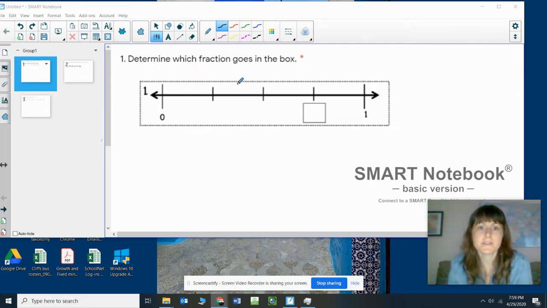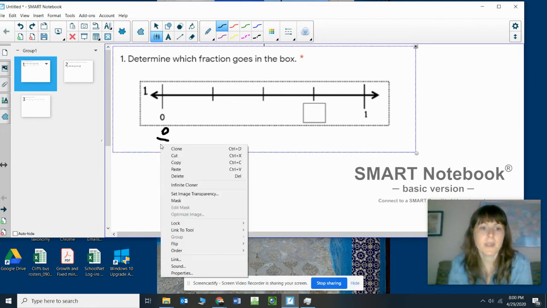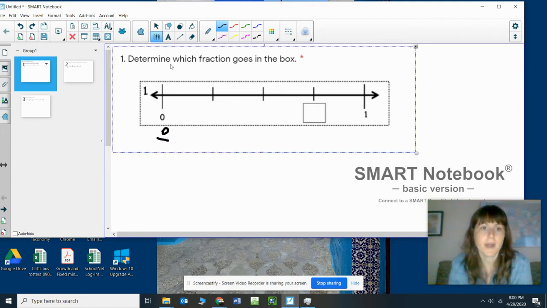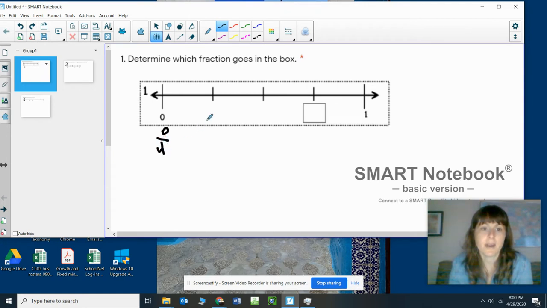1, 2, 3, 4. This tells me our denominator is 4, and I can go ahead and start labeling that number line. Whenever we have number line problems, we want to go ahead and label every single part of that number line, making sure that we are accurate. So I've got 0/4, 1/4, 2/4, 3/4.